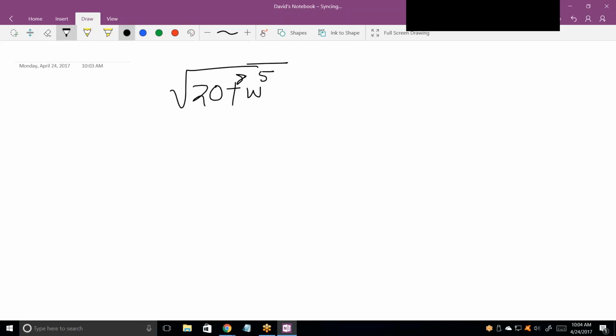Okay. The way you want to do these is term by term. We're going to start with the square root of 20, then we're going to take the square root of t to the 8th, then we're taking the square root of w to the 5th.